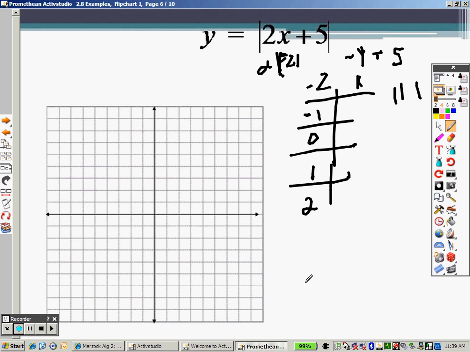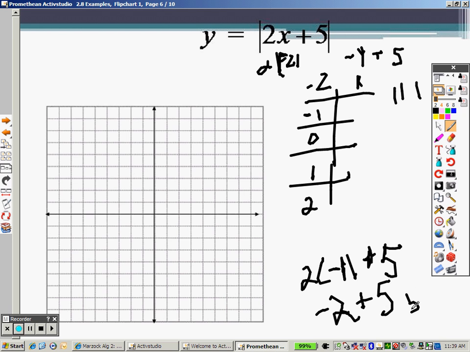Okay, when I plug in a -1, 2 times -1 plus 5, it's -2, -2 plus 5, which is 3, and the absolute value of 3 is 3. When I plug in a 0, that means that's gone, and I get a 5. The absolute value is 5.